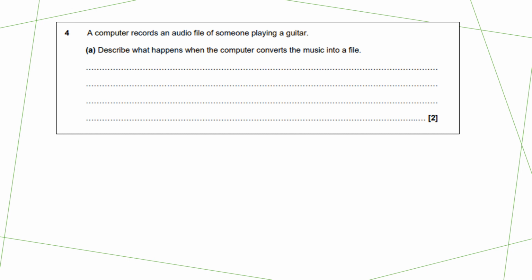Question 4. A computer records an audio file of someone playing a guitar. Describe what happens when the computer converts the music into a file. So you need to think about what happens during sound representation. How is sound represented on a computer? Think about the process that it goes through and try to describe it in sentences for this question.